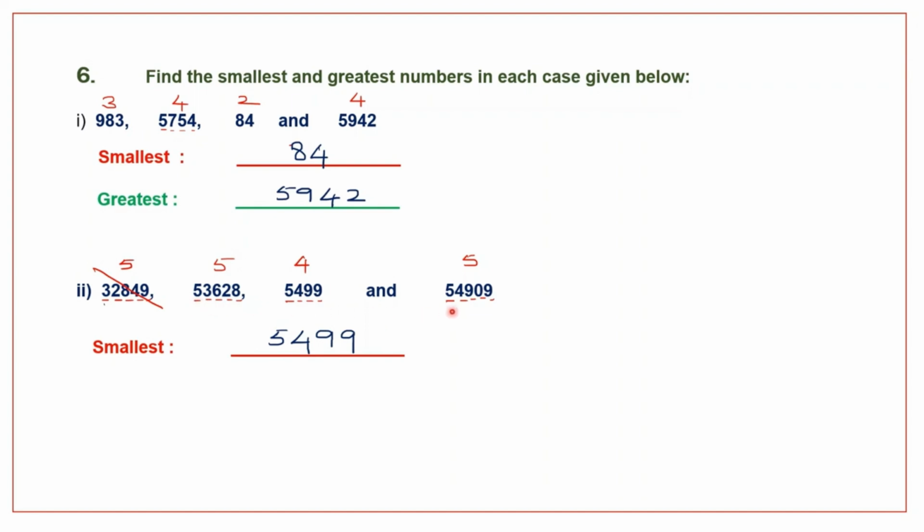So 5 here and 5 here. So because the digits are the same, let's go to the next digit. So the next digit is 4 in this place. And in this other number, it is 3. So here it is 3 and here it is 4. So the greater one is 4. So this is the greatest number among these 4, 54,909. So let's write that down. 54,909 is the greatest number.